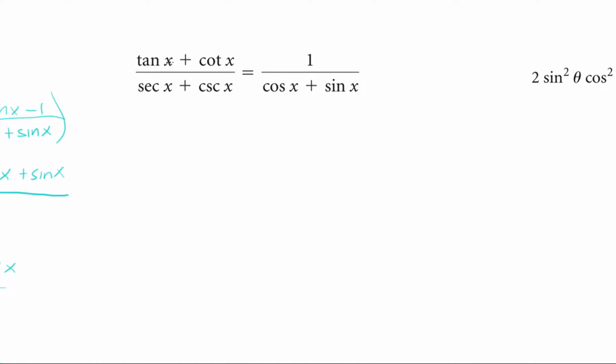If I only have tangents and cosecants and secants and cotangents, the first thing I want to do is change them all to sines and cosines. So tangent is sine of x over cosine of x, plus cotangent is cosine over sine, over secant is 1 over cosine, plus cosecant is 1 over sine.